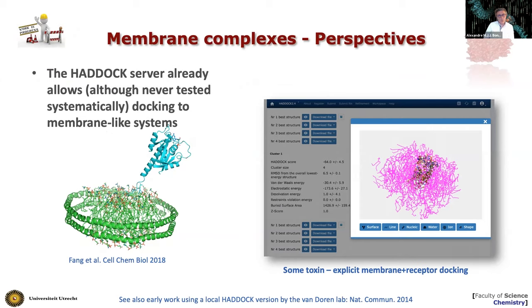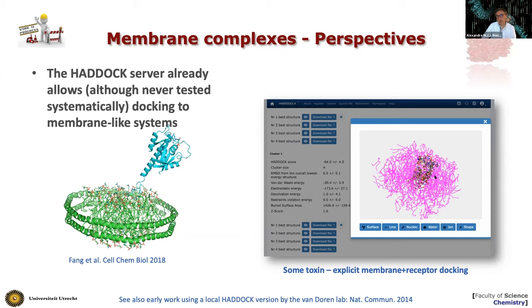Now, in terms of perspective, also the web portal, we have realized that the complex machinery behind Haddock is already able to handle explicitly membrane systems. And these are actually users that have been pushing the limit of our server. It was not us doing those trials, but users came with problems and tried things, and sometimes it works and it surprises us. And you see here one system where, using NMR data, a group tried to look at the binding of a protein to a nanodisc, and this was given to the server and this was working.